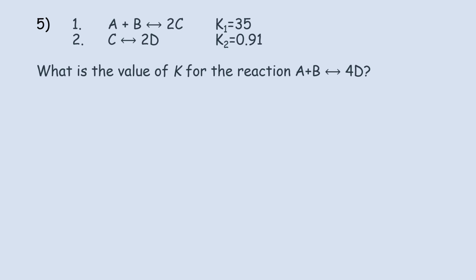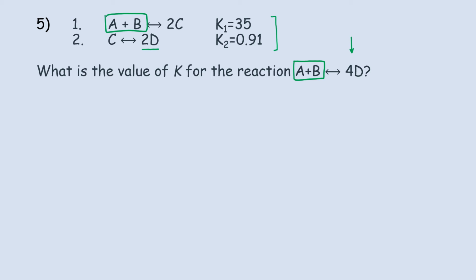Question 5. What is the value of K for the reaction A plus B produces 4 moles of D? This here is our net overall reaction that occurs when we sum together these two elementary reactions. Notice that in the first reaction, we have 1 mole of A plus 1 mole of B producing 2 moles of C. And in our net reaction, we also have 1 mole of A and 1 mole of B on the reactant side. So in that case, we don't need to change anything about that first step in the reaction. However, we need to take a look at the second reaction because we have 1 mole of C reacting to produce 2 moles of D, and we need 4 moles of D.